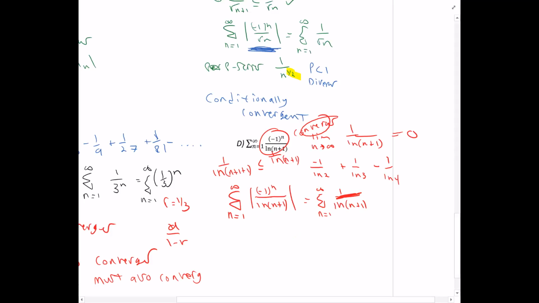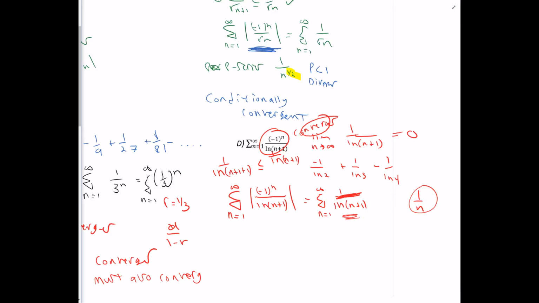We're going to compare it to the harmonic series, which is 1 over n, right? We know this one diverges, so we want to show that this one is greater than that one, and then since the smaller one diverges, so will the bigger one. So let's do some calculations to show that 1 over n will always be smaller than 1/(ln n plus 1).